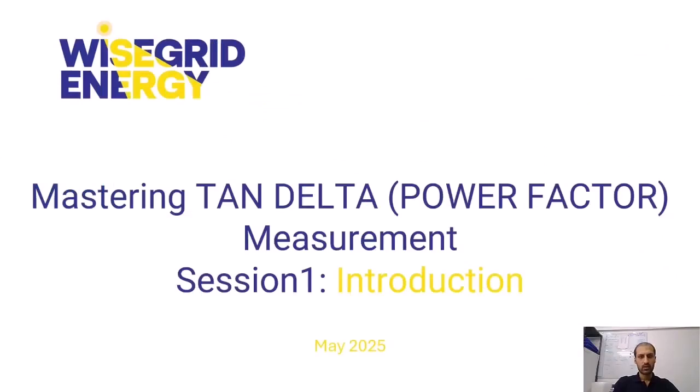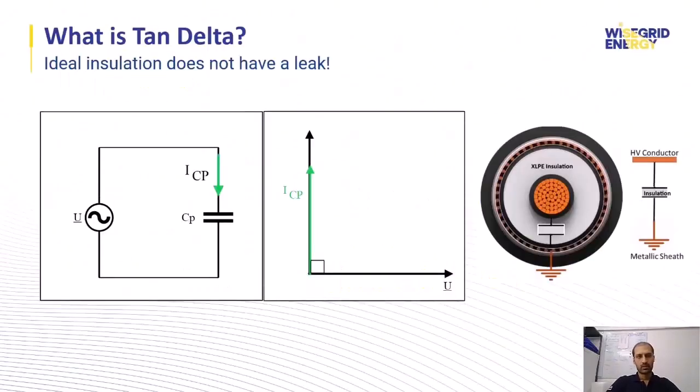So, about tan delta measurement. For an ideal insulation, we can model the insulation by the capacitor, which is called CP here. If we apply sinusoidal voltage to this capacitor, the current passing through the capacitor, I mean ICP, will be 90 degree, the phase between the current and voltage will be 90 degree, I mean exactly 90 degree. So in this vector diagram, you see that ICP is leading 90 degree from applied voltage.